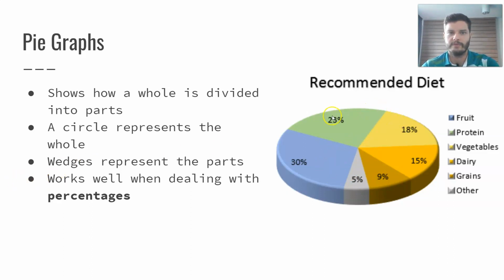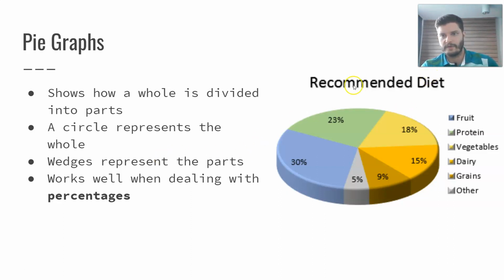This type of graph works really well when you've got information that's in percentages. Percentages, of course, indicate parts of a whole. So if you've got 70% on a test, that means 70% out of 100% was correct.